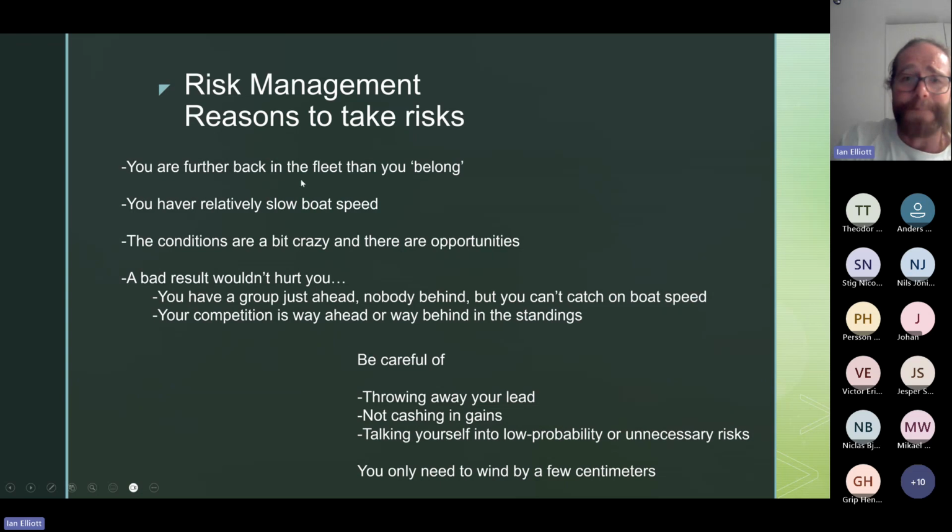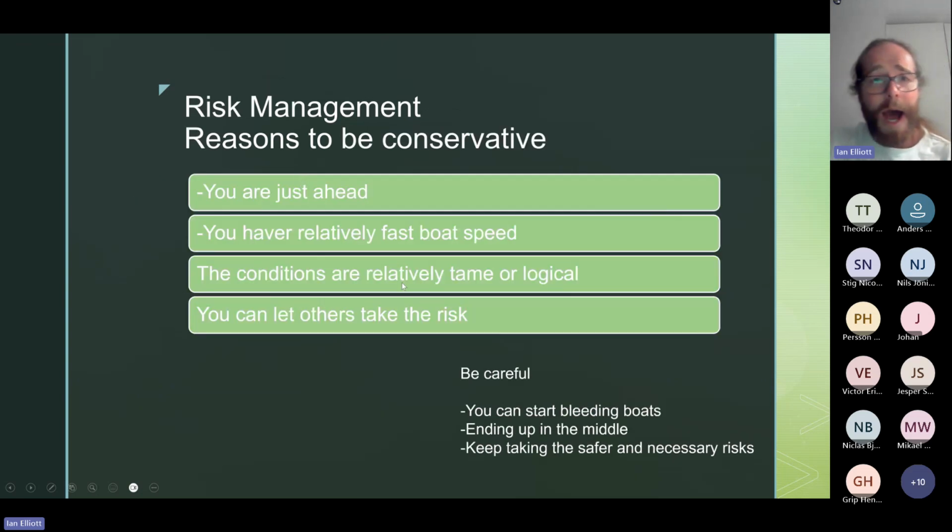I'll come back for a second, but reasons to take risks if you have relatively low boat speed, for example. So being conservative is not always good. Be careful. If you're too conservative, people start passing you from both sides, or start passing you because they take risks that pay off. You can be conservative until you're at the back of the fleet, and then you have nothing to protect anymore.